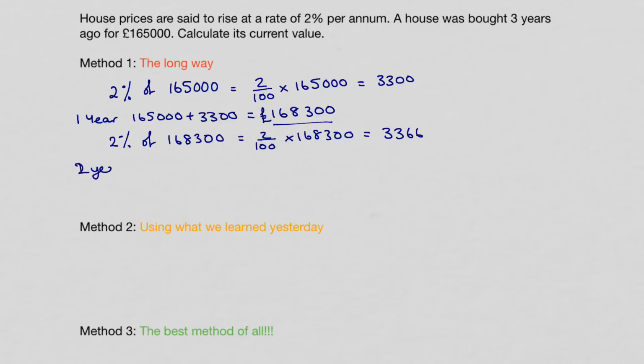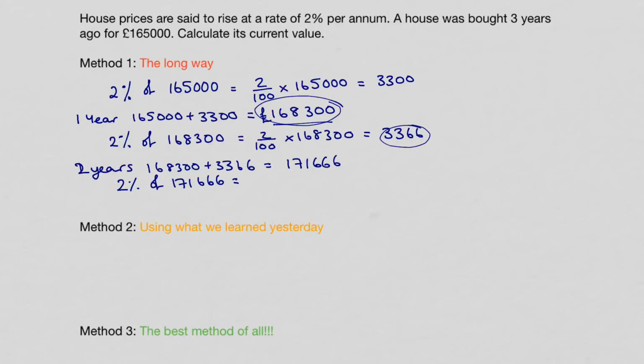So after 2 years, it's what we had at the end of the first year, add the increase, is 171,666. And then we need to work out for the third year 2% of that, which is £3,433.32. I didn't bother writing out the working, and I think you know how to do that, don't you?